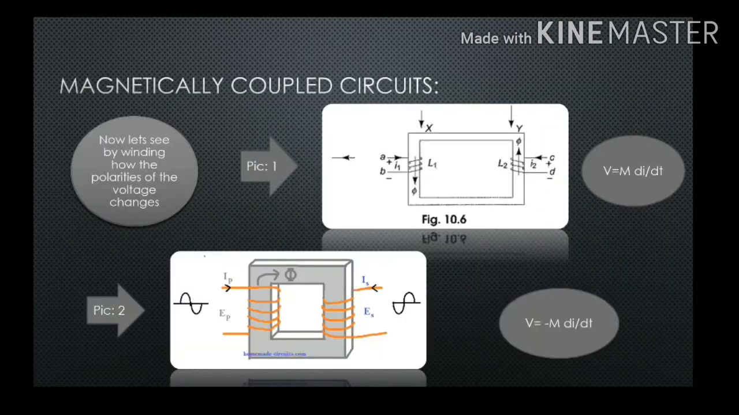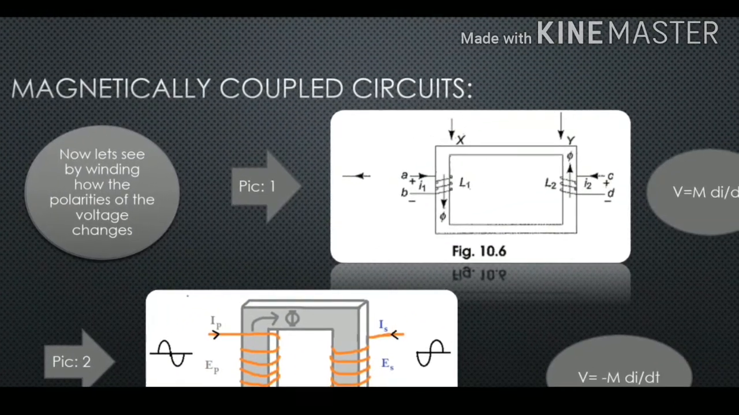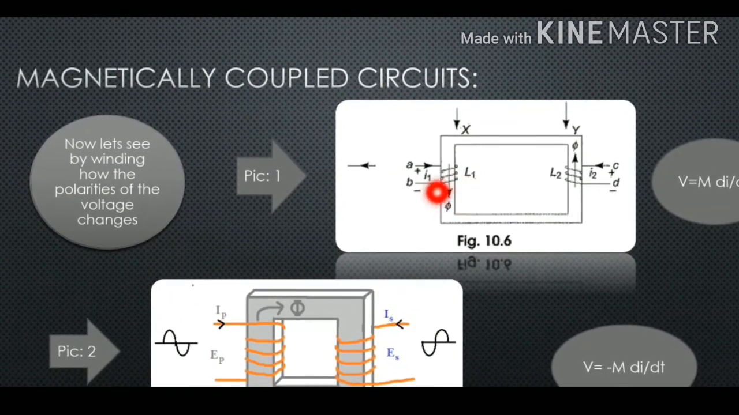Magnetically coupled circuits. Now let's see by winding how the polarities of the voltage change. In the first image, you can see that in a single core, both the primary coil and secondary coil are wound. In the primary side you can see that the coil is wound from right to left. Similarly, in the secondary side you can see that the coil is wound from left to right.